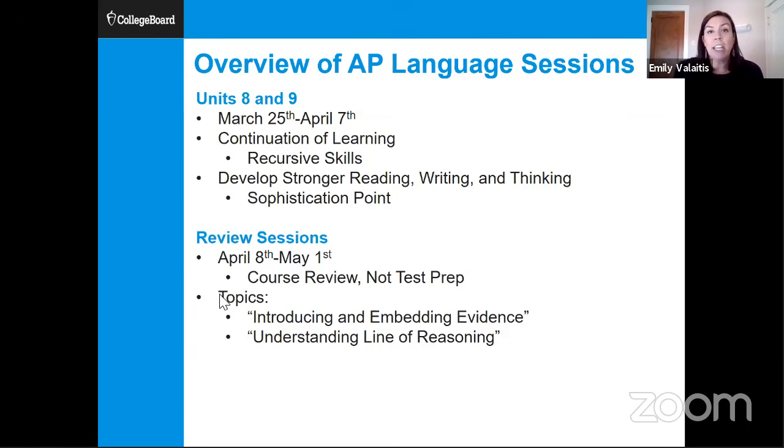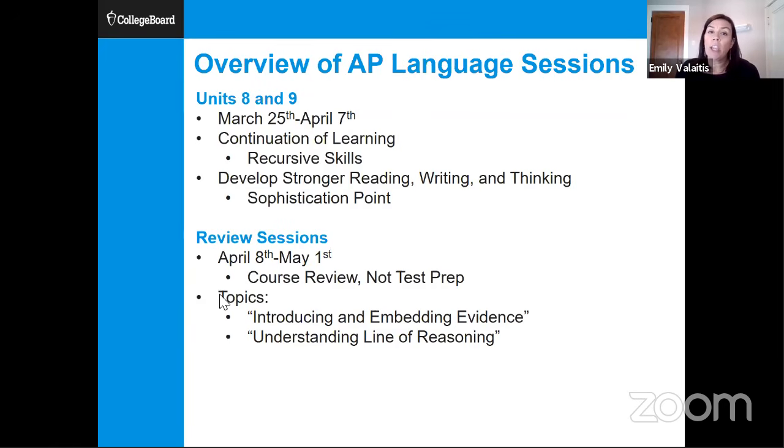Think of it as a continuation of your existing learning. So what would you be learning if you were in the classroom? And the other thing I want to highlight is these are recursive skills. So even though 8 and 9 might not be explicitly assessed on the exam, they're recursive, meaning that they spiral and they're repetitive, and we keep seeing the same skills over and over again. So 8 and 9 are really about having a stronger understanding of how to read and break down a text, how to think through some issues, and then how to write and craft strong pieces of writing. So that's what we're really going to be addressing, and that can benefit you on the exam that you will see in about a month.